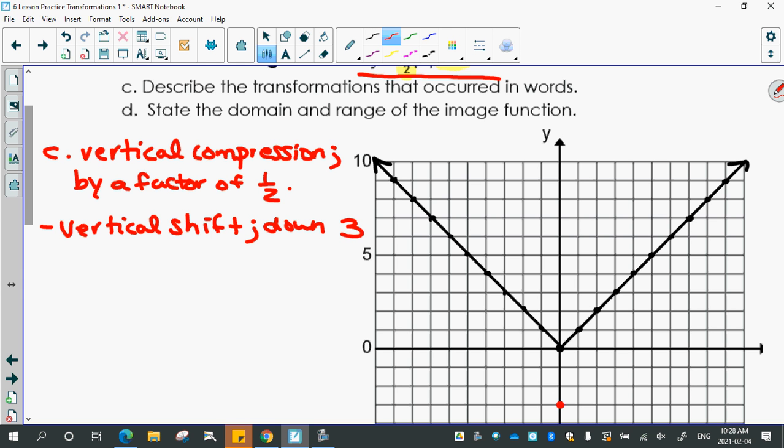Now, instead of going over 1 up 1, because I have a vertical compression by a factor of a half, all my ups are going to be half. So I'm going to go over 1 up a half each time. So over 1 up a half on both sides. And then over 1 up a half again on both sides. And then over 1 up a half again on both sides.